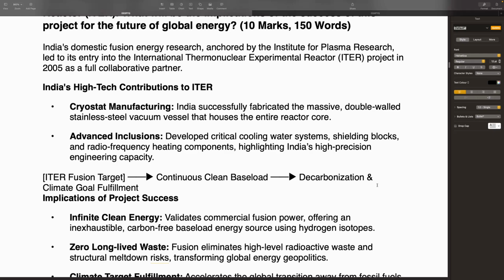India's high-tech contributions to ITER. Cryostat manufacturing: India successfully fabricated the massive double-walled stainless steel vacuum vessel that houses the entire reactor core. Advanced inclusions: developed critical cooling water system, shielding blocks, and radio frequency heating components, highlighting India's high precision engineering capacity.